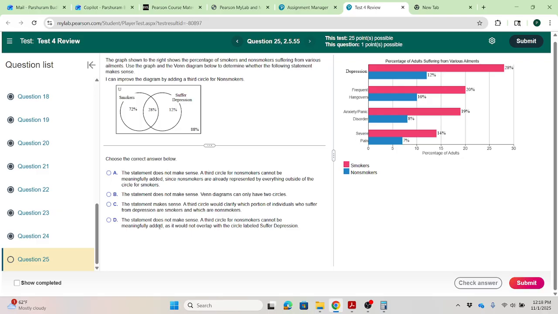There are three of them. A third circle for non-smoker cannot be meaningfully added since non-smokers are already represented by everything outside of the circle for smoker. This is the right one. Complete. So that's test 4 review.